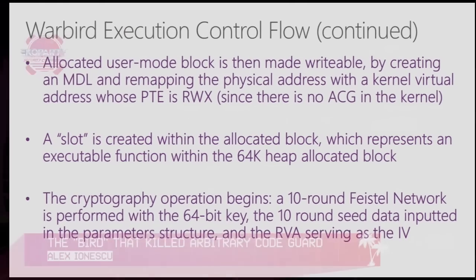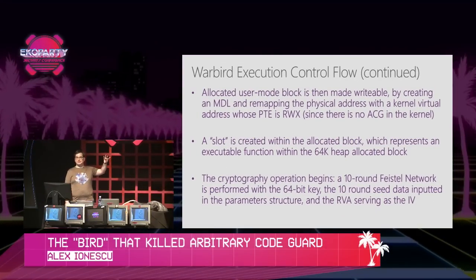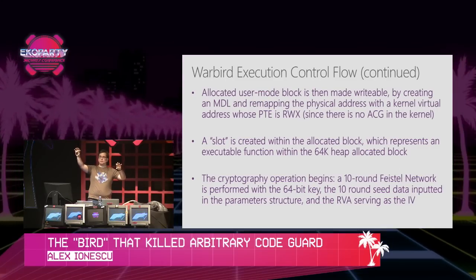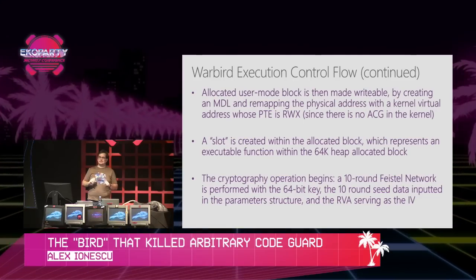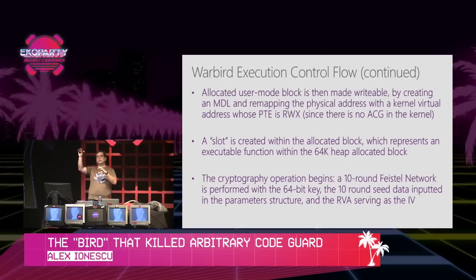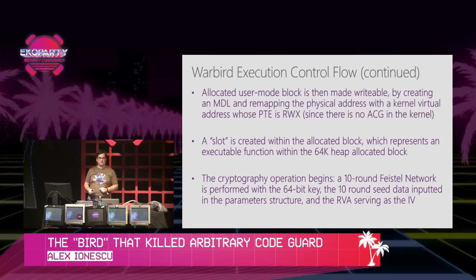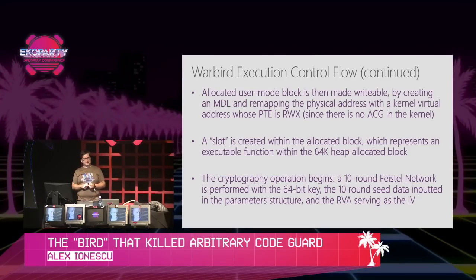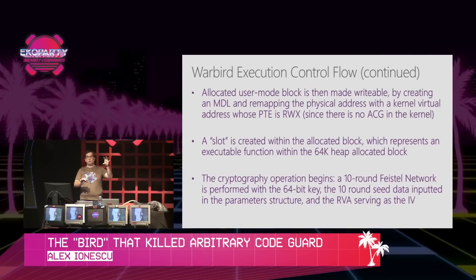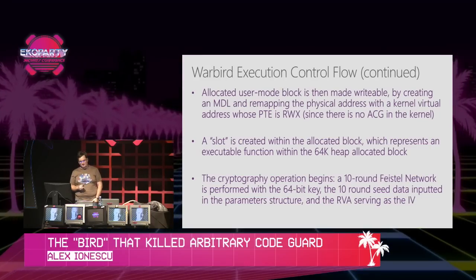Then, after it does that, it creates what we call an MDL. An MDL is a way to take physical pages that reference a virtual address and remap a separate virtual address with different permissions. Basically, it takes the executable read-only pages in user mode and makes a kernel read-write version of those, a read-write-execute version of the pages, so it can copy the payload in the kernel read-write-execute mapping, which of course is the same physical pages as the user mode read-only execute mapping. And now in user mode, you've got your payload in the heap allocated block.